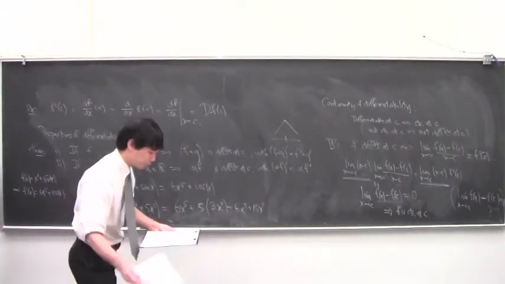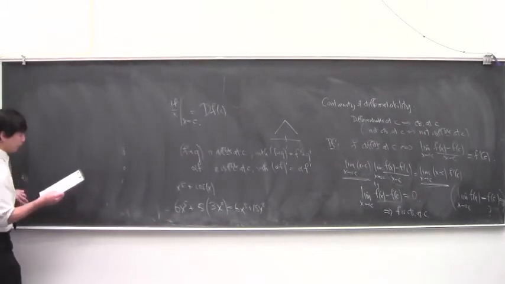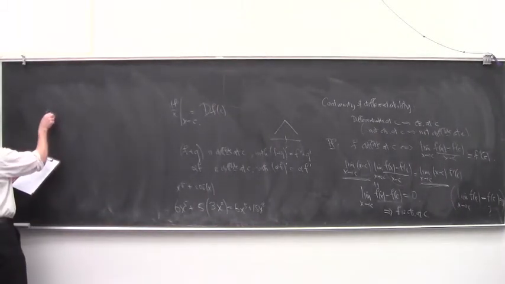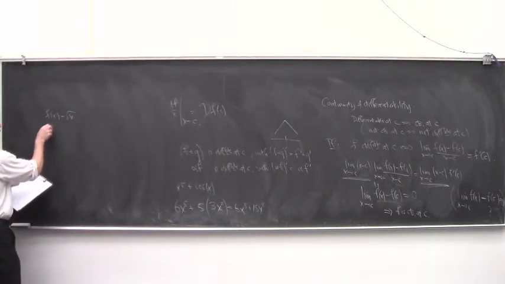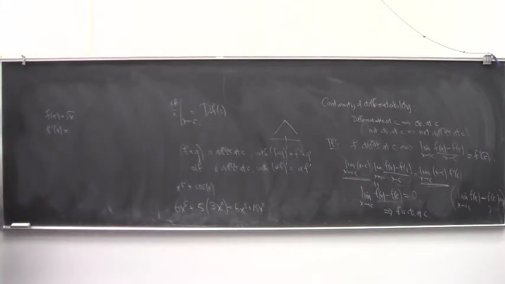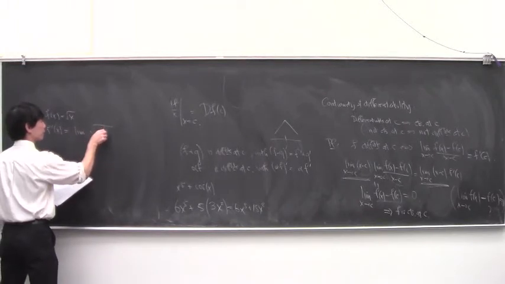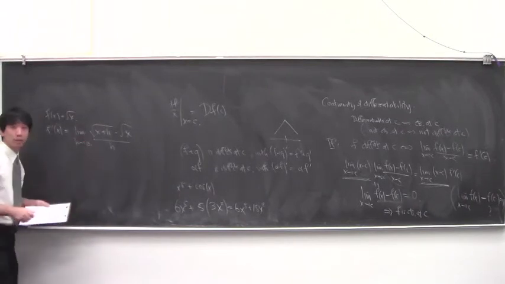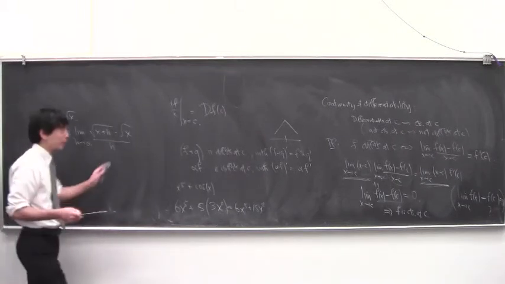Let me do quickly just one example. There are more examples in the notes, but let me do quickly one example of a tricky differentiability problem. So if I ask you for the derivative of this, well, you're going to have to take the limit of the square root of x plus h minus the square root of x over h as h goes to 0, right? Which is a little bit tricky. Does anybody have an idea of how to do it?